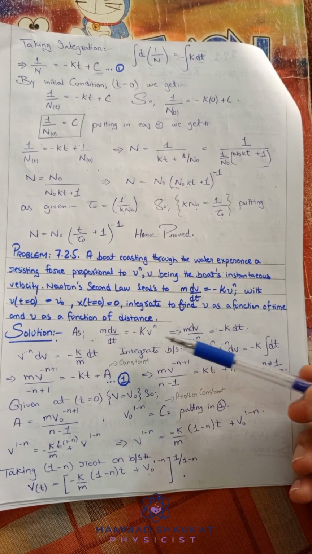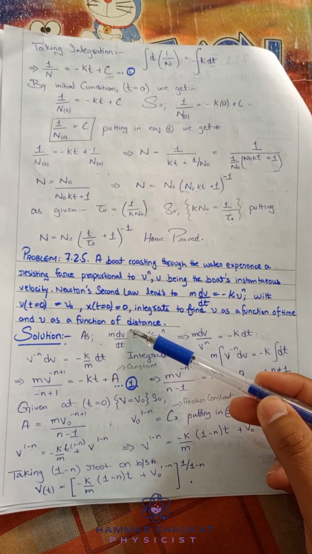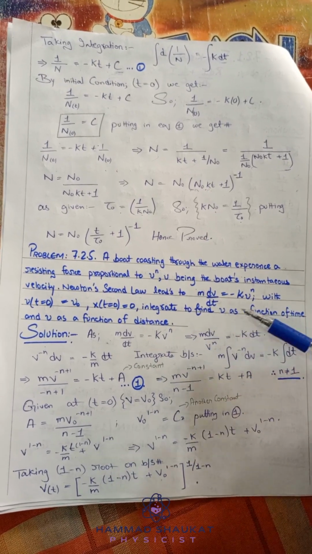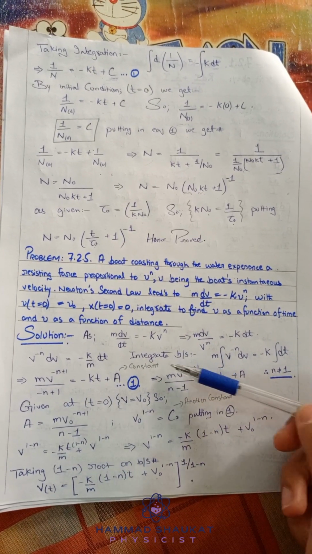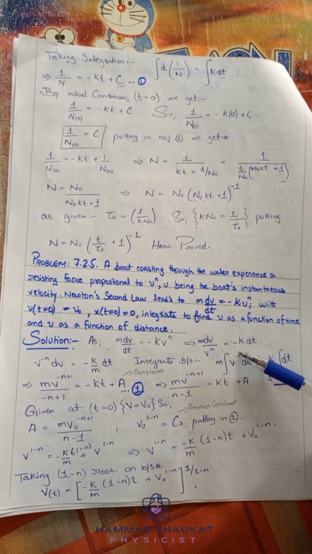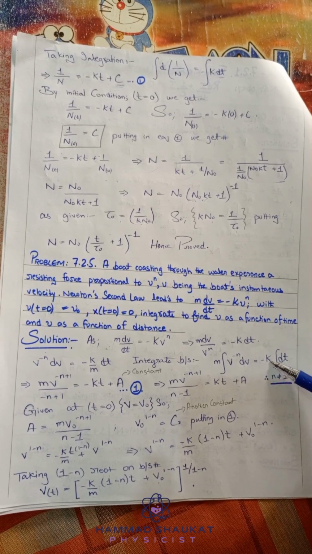Okay, so after separation of variables, you have to move this v^n to the dv side and m and dt to the other constant side. After moving, you have to integrate. m is constant. You have to take the integration of v^(-n) with respect to dv and 1 with respect to t. Minus k is constant with respect to dt.